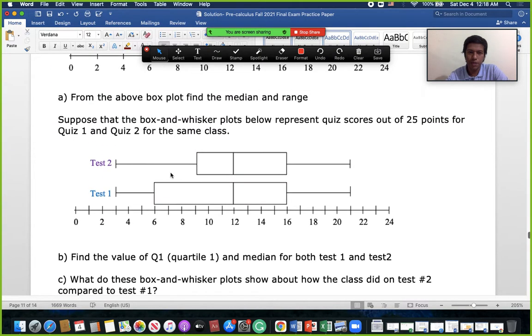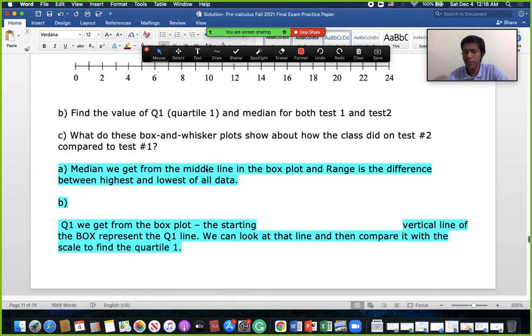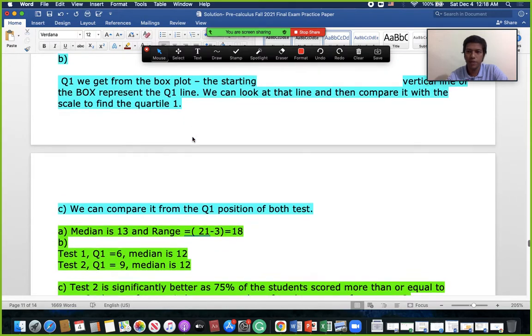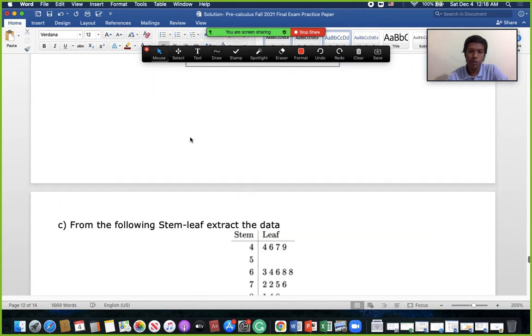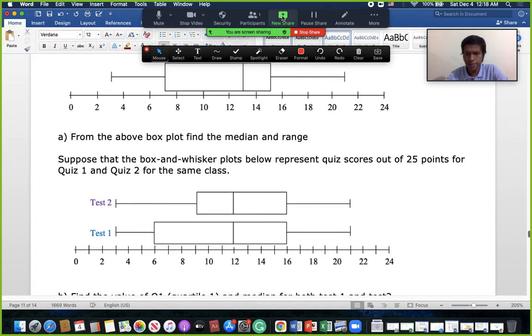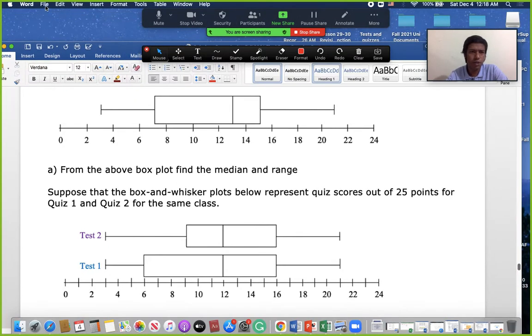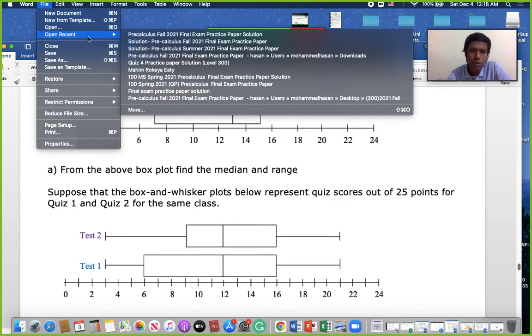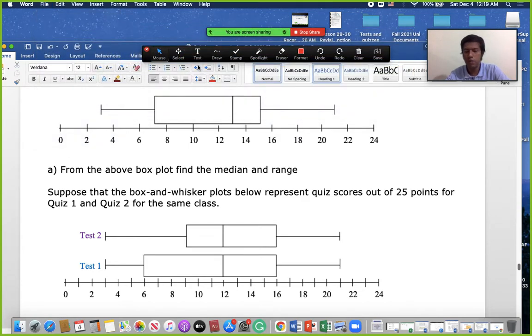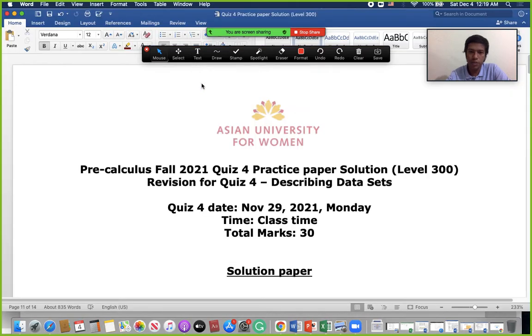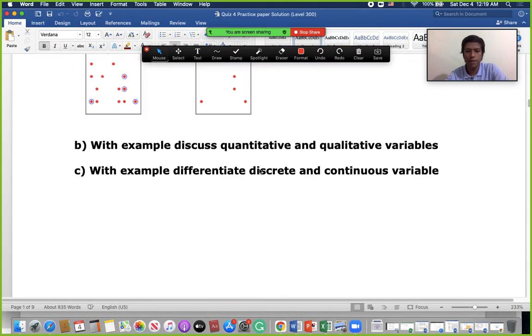Then we have this kind of questions. By the way, it is always important to remember what it means, 25%, 30%, etc. What does it mean? You will always have to think about that. Let's try to find it out. Recent file, quiz for practice paper solution, level 300. Let's bring that one file where we have all this theory about that.